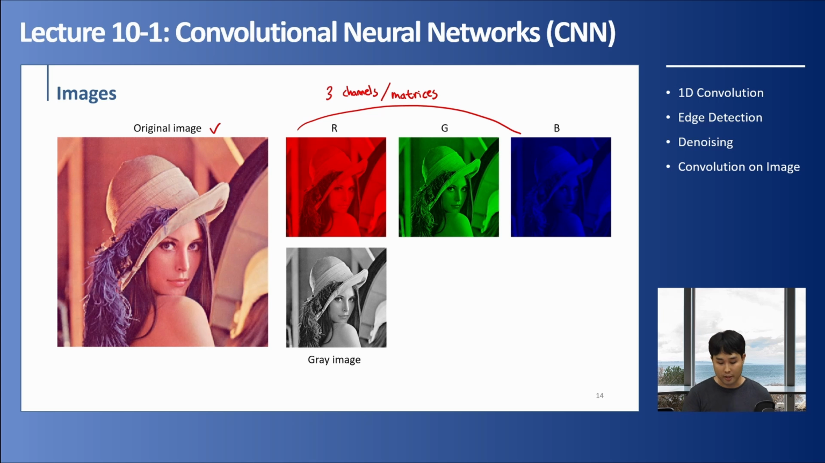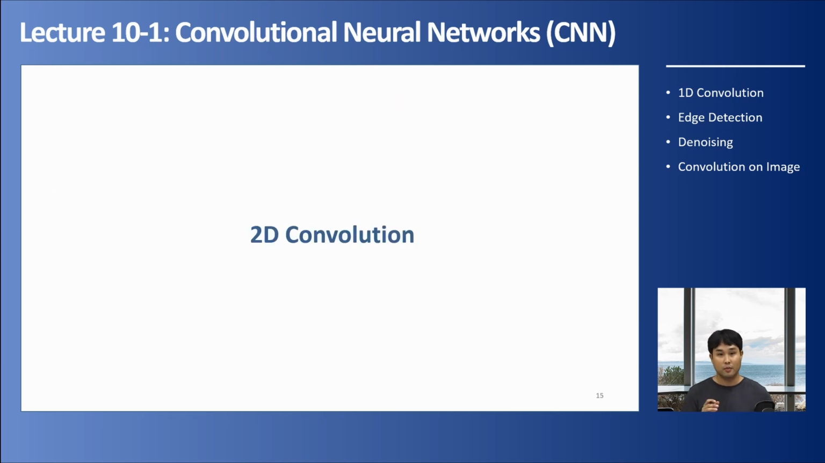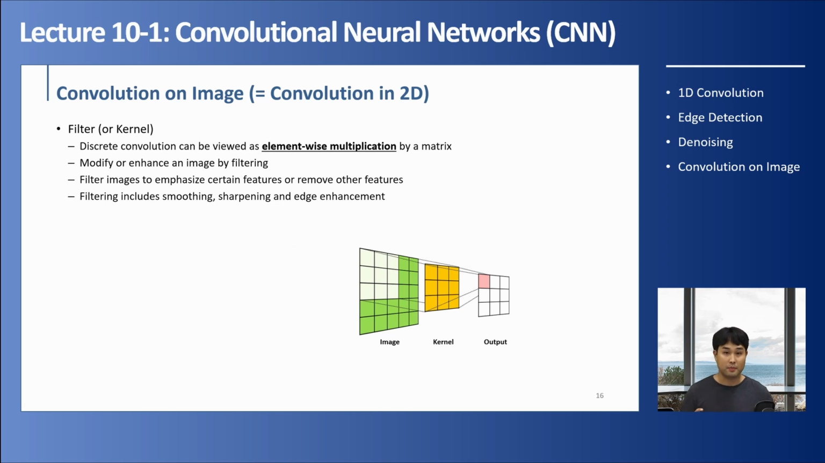On the other hand, a grayscale image will only have 1 channel, or a single matrix to represent the image. So with the concept that an image can be represented as matrices in mind, we'll be taking a look at 2D convolution. Based on the examples that we've seen so far, a convolution on an image is equivalent to doing a convolution in 2D.